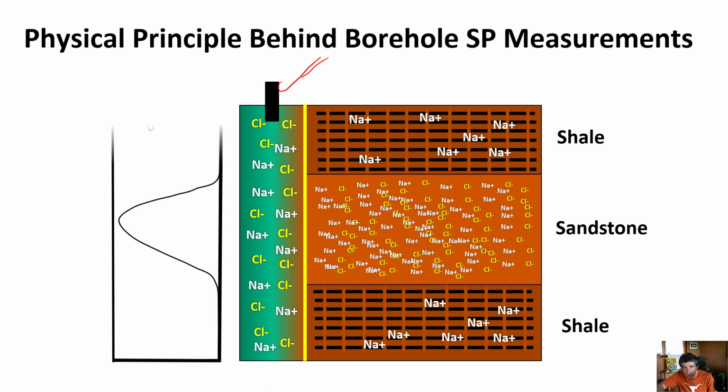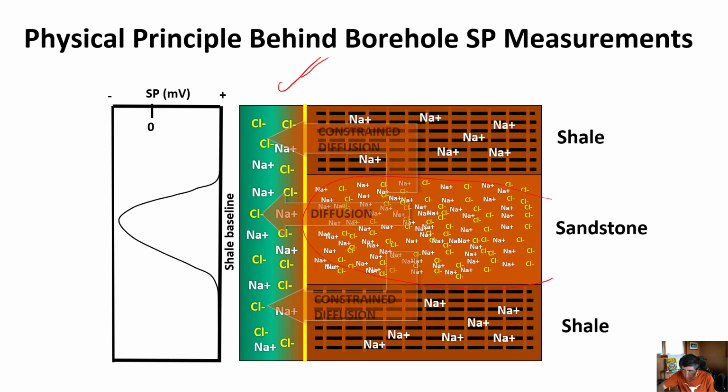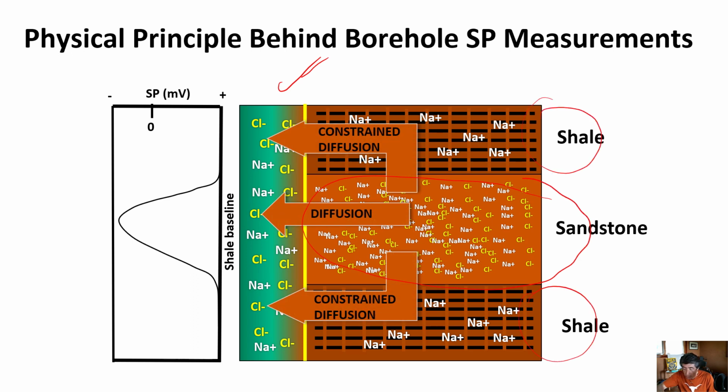That concentration gets exposed with the concentration of sodium chloride in the sandstones that we have right here and also in the shales. So now we have a concentration gradient. It could be one way or the other, depending on where the concentration is higher. But so now the ions are going to tend to equilibrium. And the equilibrium is going to follow a diffusion process.